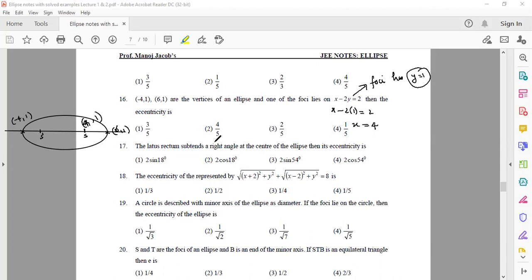Now you are asked to find the eccentricity. If you want to find the eccentricity, we only know the distance between either of them. What is the formula for the distance between the foci and the vertex? This is (a,0) and this is (a,0). So the distance between these two you can calculate. SA, the distance between S and A, is nothing but a minus ae. So a minus ae should be 4 minus 6, which is 2.